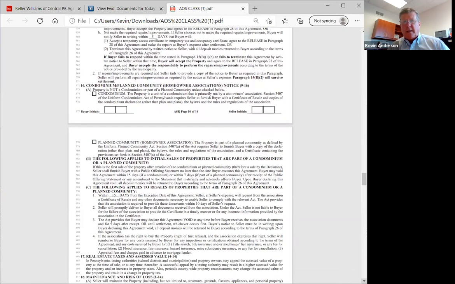I think we all know what condominium and planned community association notices are, or that we check this box for whatever it is. It's either a condo or a planned community. If it's neither, if you have a rural property, it won't be.